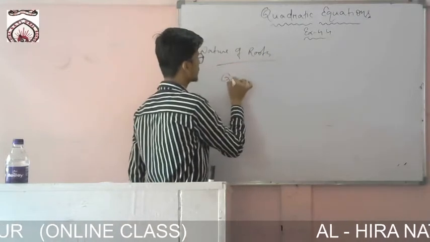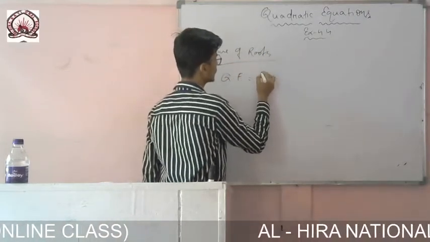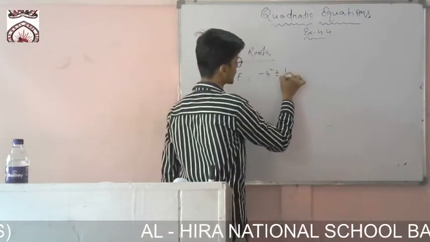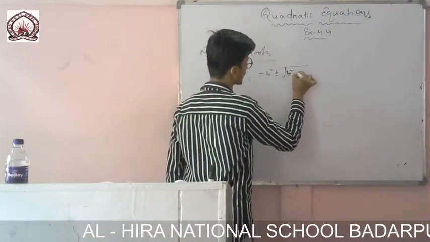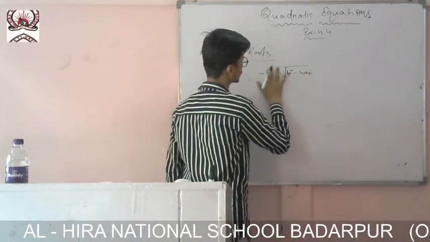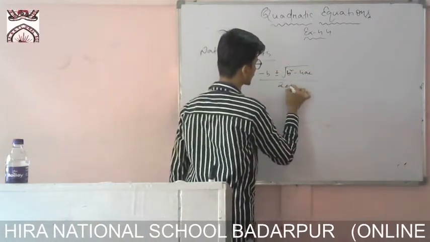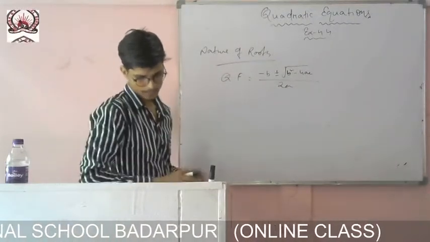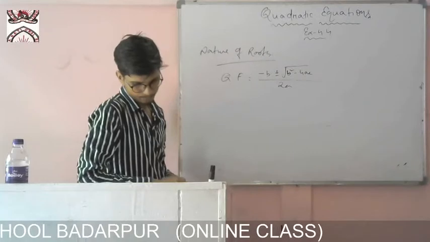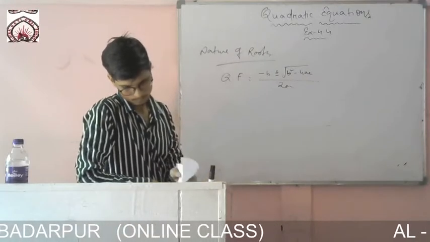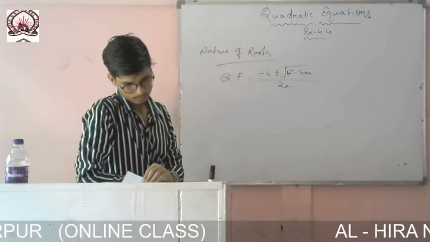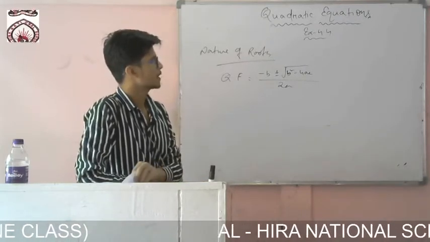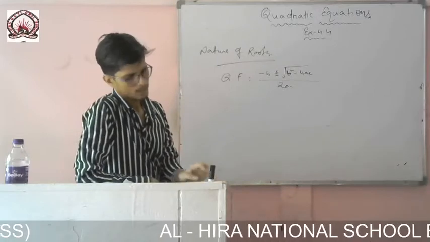So what is our quadratic formula? I am writing it here. It was minus b plus minus root over b square minus 4ac, by twice a. So the formula is minus b plus minus root over b square minus 4ac by twice a.